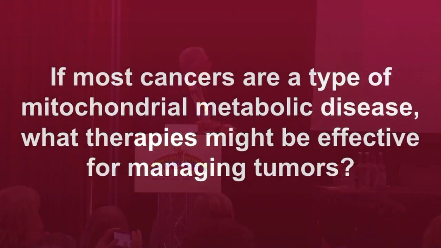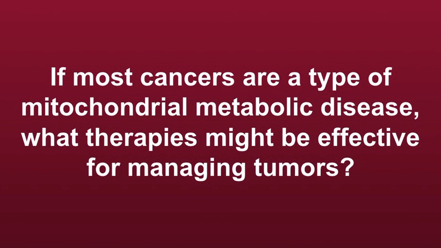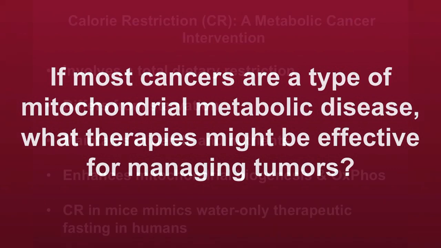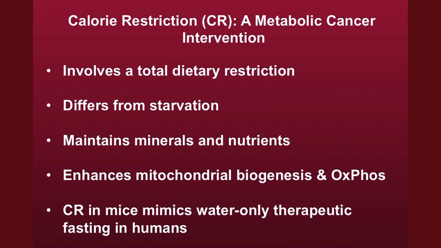So, knowing that, you can't really, in my mind anyway, attack a disease if you don't have a clear understanding of what you think that disease is. So if all cancers, or most cancers, I should say, are a type of mitochondrial metabolic disease, what kind of therapies could we now envision that might help us manage the disease? And calorie restriction, of course, is a really powerful metabolic cancer intervention. It involves a total dietary restriction, differs from starvation, maintains adequate levels of mineral nutrients, enhances mitochondrial biogenesis and oxidative phosphorylation.